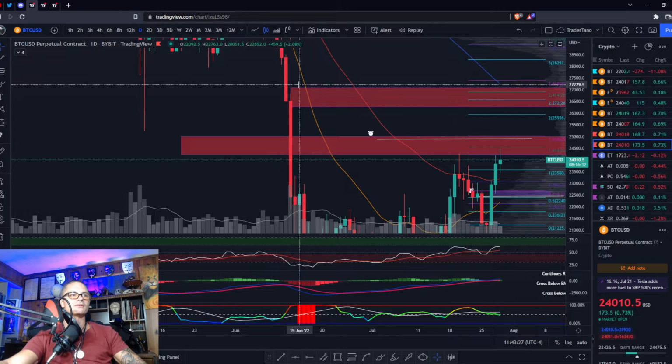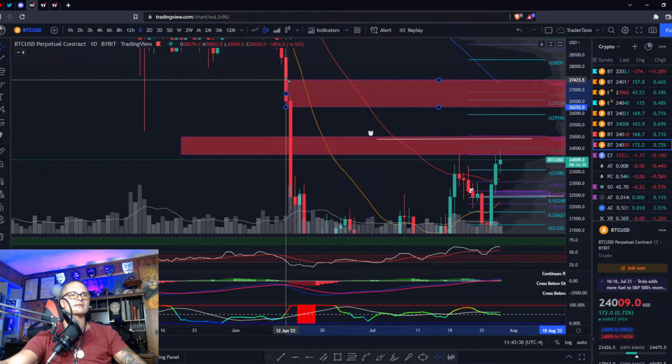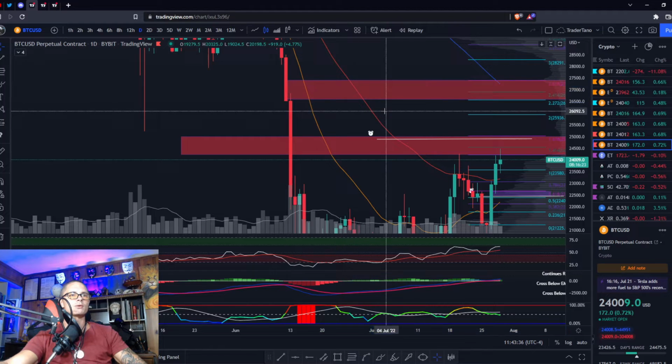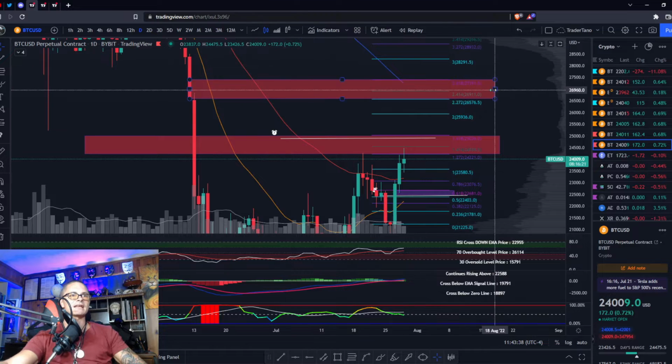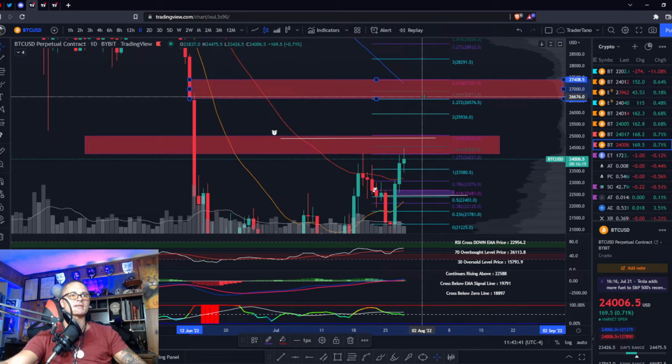So what I want to do here is raise this red zone. Actually, I want to raise it from the 2.72 to the 2.618. So that is the red zone I'm looking at. That's what I'm saying. I think this thing goes a little higher than I originally thought.